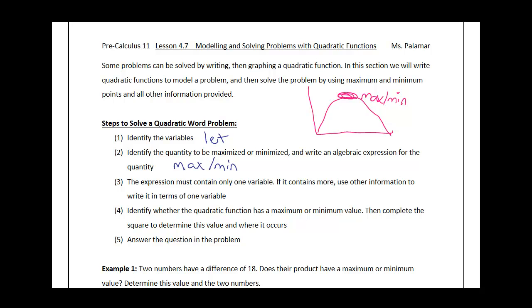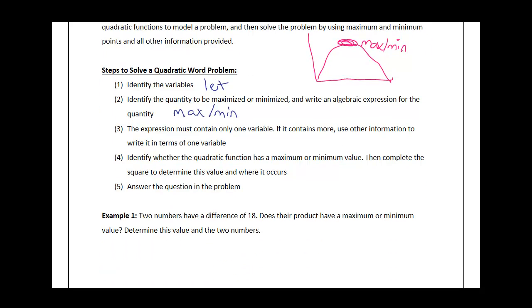4. Identify whether the quadratic function has a maximum or minimum value. Then complete the square to determine its value and where it occurs. So from there, that means we're going to be putting our equations into standard form and determining the max or the min. And lastly, we're going to answer the question in the problem. So we're going to answer whether it's a maximum or a minimum and at what value it is. So let's just dive in and do a couple examples.